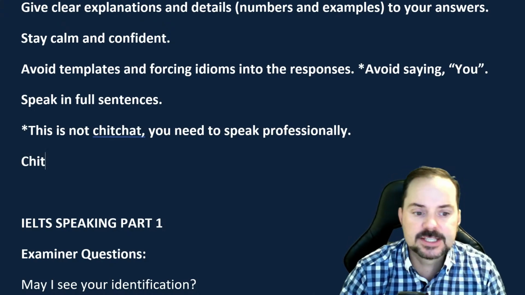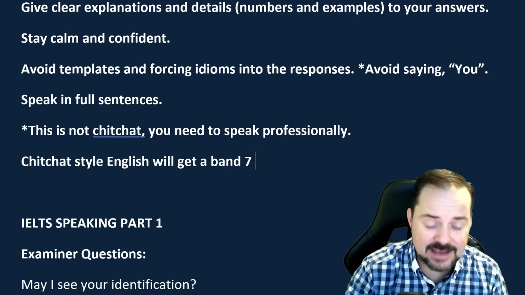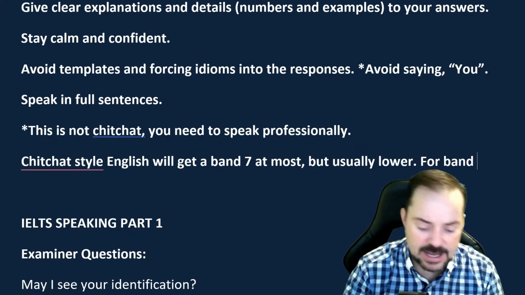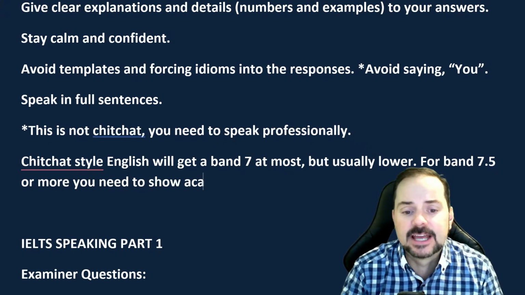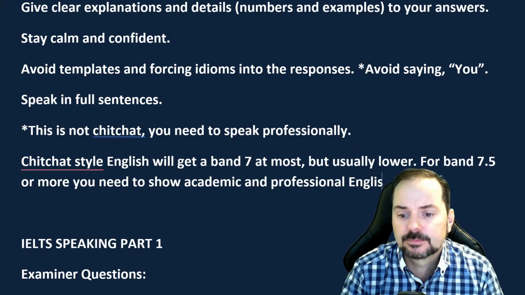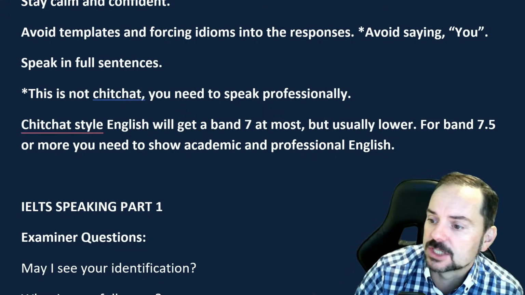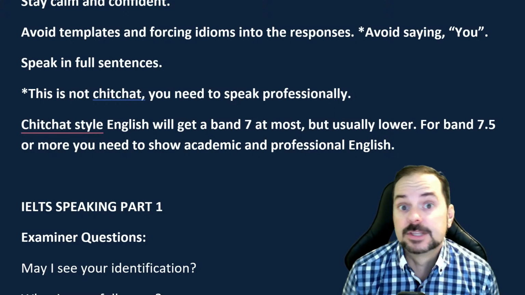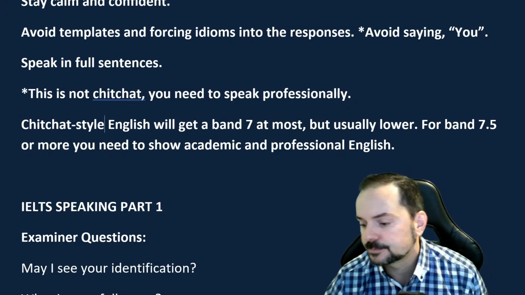So chit-chat style English will get a band 7 at most, but usually lower, okay? For band 7.5 or more, you need to show academic and professional English. Okay? It's very important. All right? Okay, I've got lots of thumbs up there by Yenlik and Chan. Okay, so you're not there to chit-chat. Be really careful of YouTube videos that tell you to kind of use this chit-chat style of English. No, definitely not. Okay. All right.